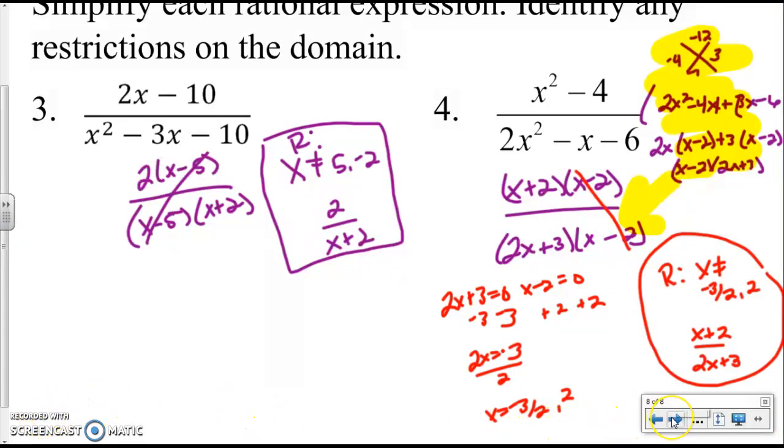Well, that's it for simplifying. It's pretty easy. Factor everything, set the bottoms equal to 0 to find your restrictions, and then start canceling.